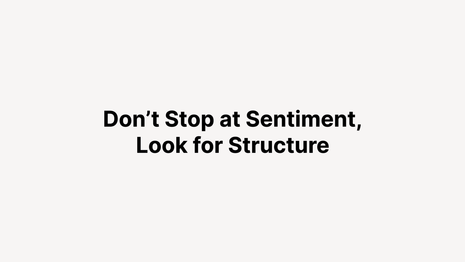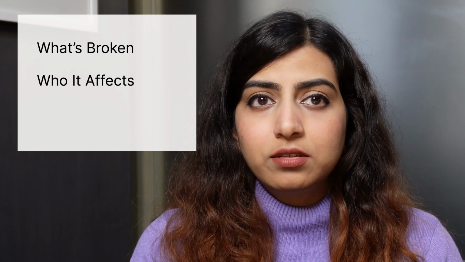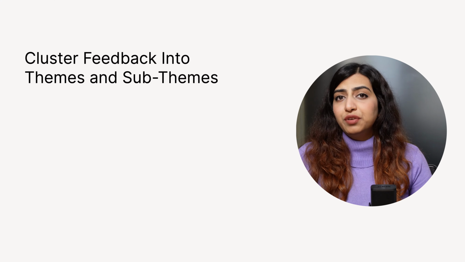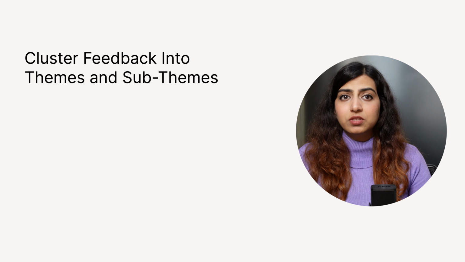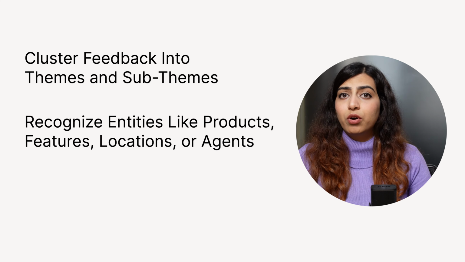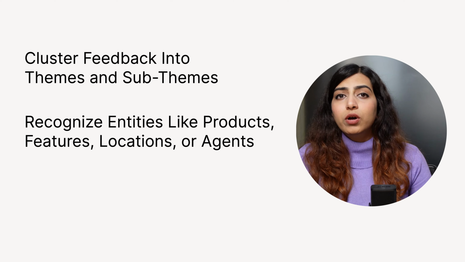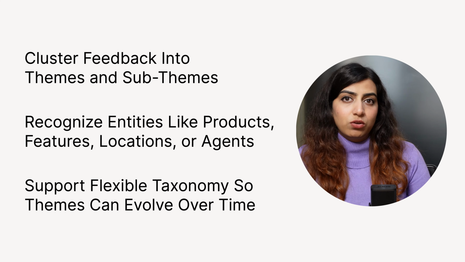Second, don't stop at sentiment, look for structure. Sentiment alone isn't enough anymore. Knowing something is negative doesn't tell you what's broken, who it affects, and what to fix first. So, look for tools that go beyond basic sentiment and can cluster feedback into themes and subthemes, recognize entities like products, features, locations, or agents, and support flexible taxonomy so themes can evolve over time. The goal is structure, not just scores, because structured insight is what lets teams prioritize.